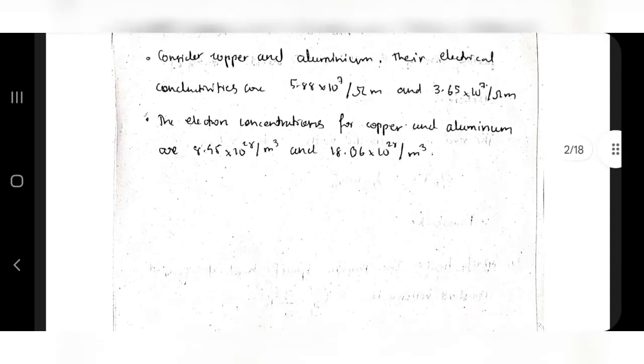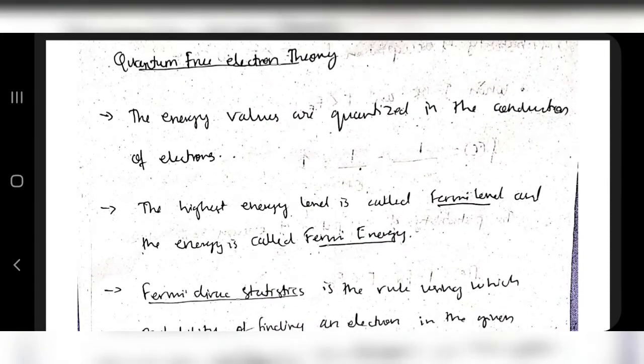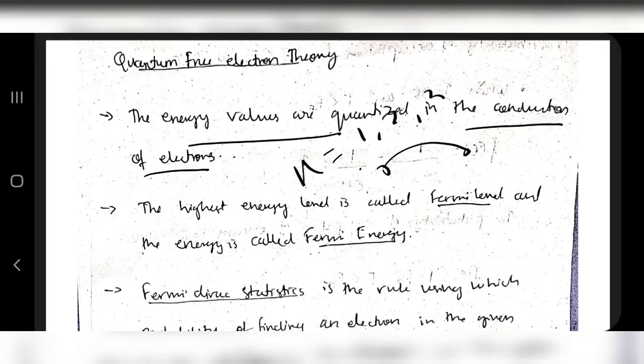Let's move on to the next topic, which is the quantum free electron theory. In the quantum free electron theory, the main thing is that the energy values are quantized in the conduction of electrons. So each of the electrons is present in energy bands which are quantized. Quantized means n equal to 1, 2, 3, 4 like that. No decimal values, only quantum values.